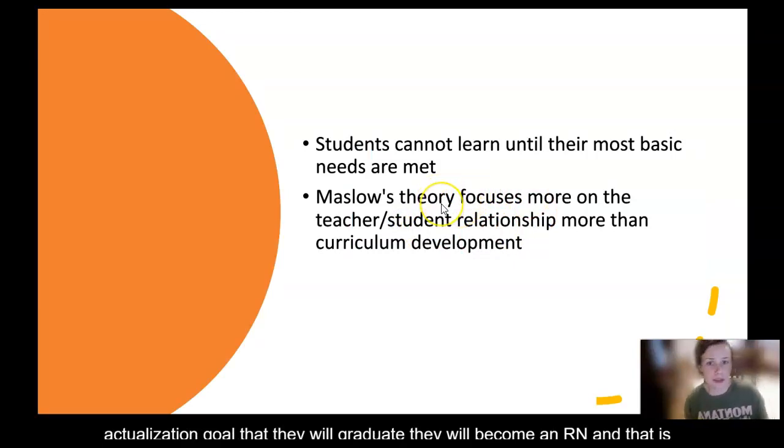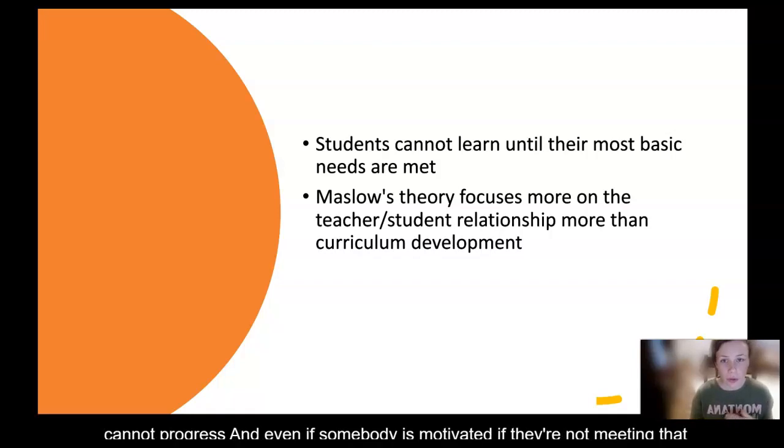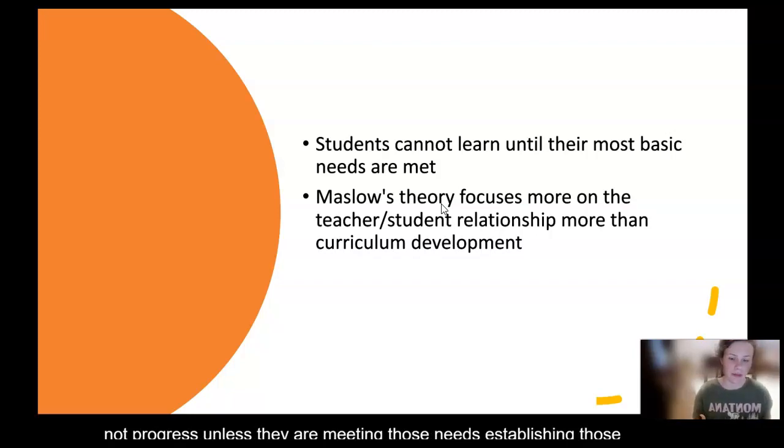So Maslow believed that if you don't meet the most basic need, you cannot progress. Even if somebody is motivated, if they're not meeting that need, then they're not going to progress. We can agree that students will not progress unless they are meeting those needs, establishing those relationships, feeling supported, gaining that self-esteem, and then reaching those goals. So it's definitely based on motivation, and it's also based on creating those relationships to help them meet those goals.